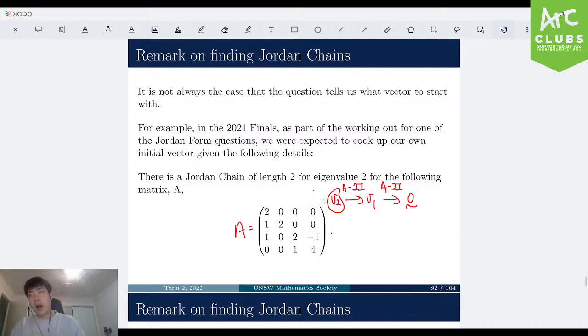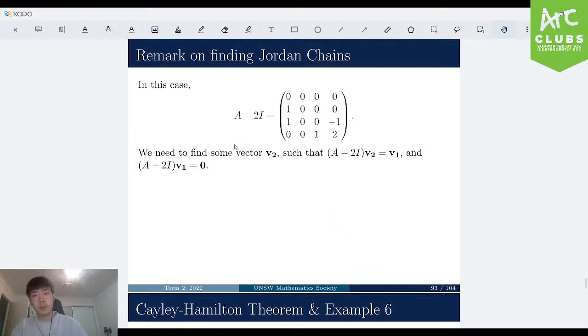So my answer to this is that there is actually no sure way that you can always generate this vector to start with, right? There's no algorithmic way to do it. The best you can do is to just, I guess, try to figure it out using some tricks, okay? The trick will differ from question to question, but for example, in this one, let's have a look. A minus 2I turns out to be this matrix here.